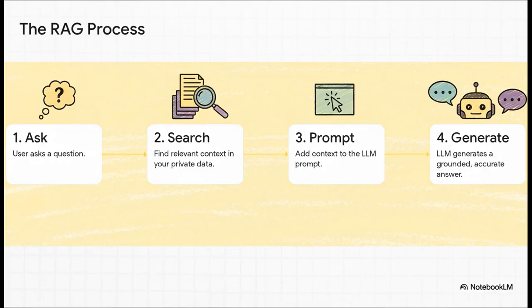So let's break down how this works in practice. First, you ask a question. Then the system instantly searches across all your documents to find the most relevant little snippets of text. It bundles all that good context together with your original question, and then it hands the whole package over to the LLM. And what you get back is a fact-based, grounded, and way more accurate answer.